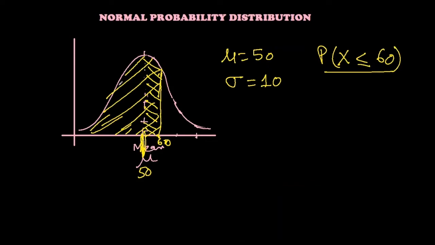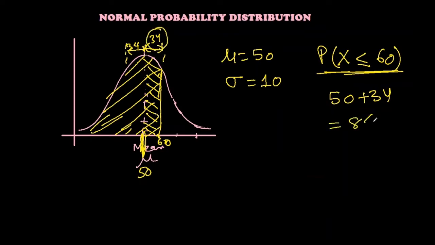If you remember, we said that within the middle two standard deviations, the probability is 68%. That means half of this is 34 and half of this is 34. That makes it 68%. So the probability of x less than or equal to 60 will be 50 up to the mean, and 34 on the right side of the mean. So the total becomes 84%, or the probability will be 0.84.